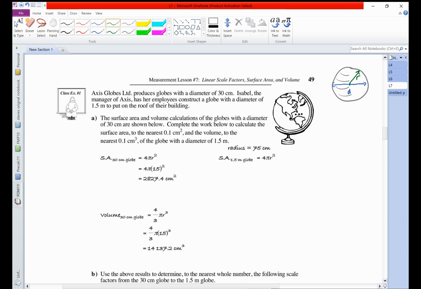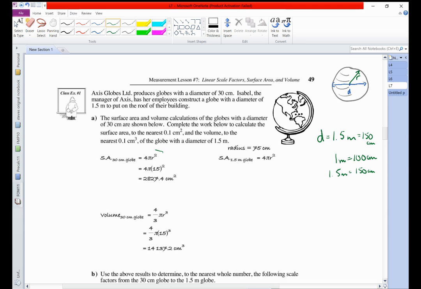So the first thing I want to talk about is, well, we know our diameter is 1.5 meters, but we want everything in centimeters. So let's quickly switch that into centimeters. If 1 meter is 100 centimeters, 1.5 meters is 150 centimeters, right? So that's 150 centimeters.